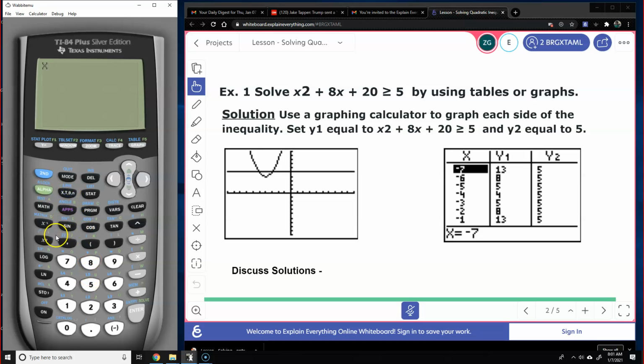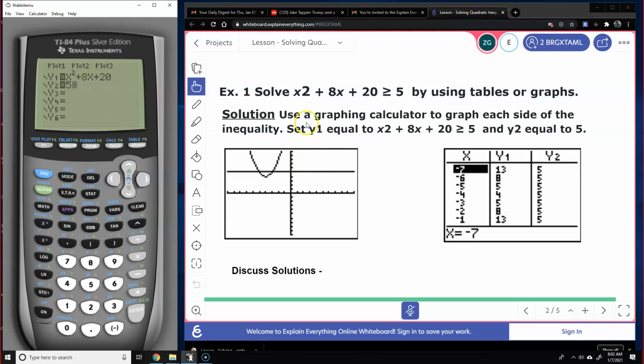So you have x squared plus 8x plus 20, and then we have y here. We're going y equals 5.